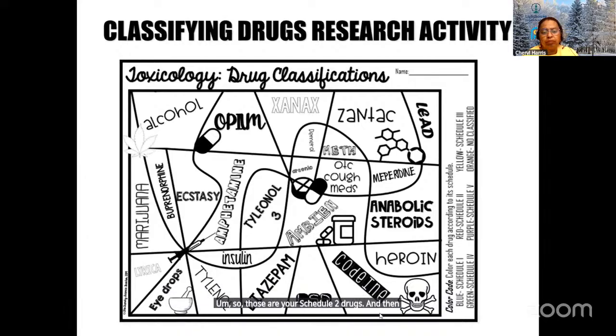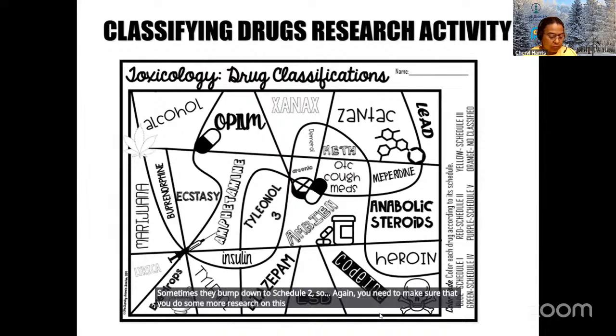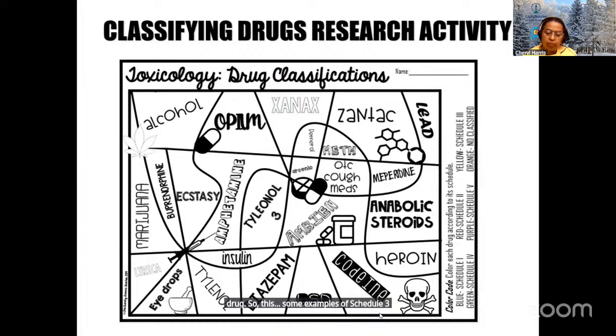And then Schedule 3 drugs are substances or chemicals that are defined as drugs with moderate to low potential for physical and psychological dependence. And these seem to fluctuate. From year to year, Schedule 3 drugs sometimes bump up to Schedule 4. Sometimes they bump down to Schedule 2. So again, you need to make sure that you do some more research on this if you're looking for a particular drug. Some examples of Schedule 3 drugs would include Tylenol with codeine, which of course you'd have to have a prescription for. Anabolic steroids also fall in this category, like testosterone.